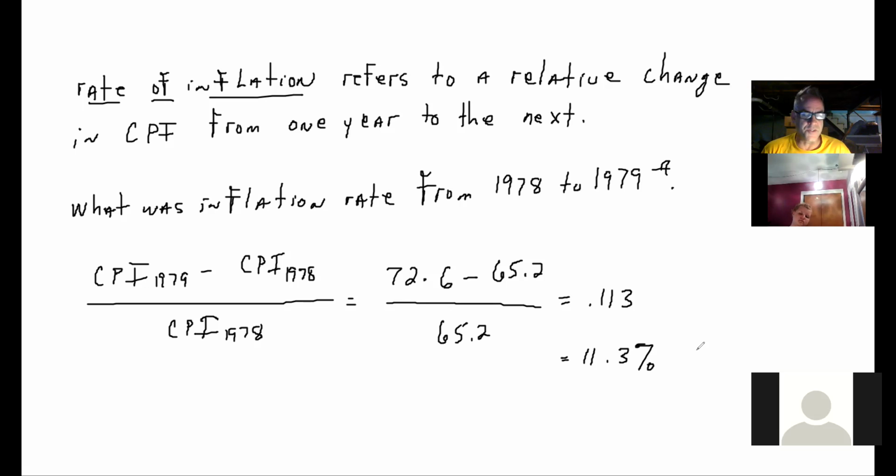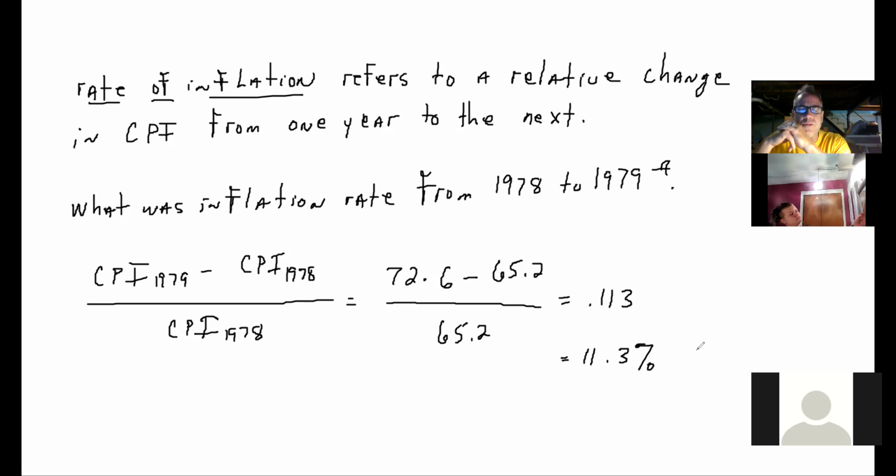If you do the same calculation using that same table and look at the inflation rate from 2015 to 2016, just to get an idea of how bad it was in the late 70s, pull the numbers off the table there. Inflation was about 1.3%, so much less. I would venture to guess right now it's a little higher, but it's not anywhere approaching what it was in the late 70s.